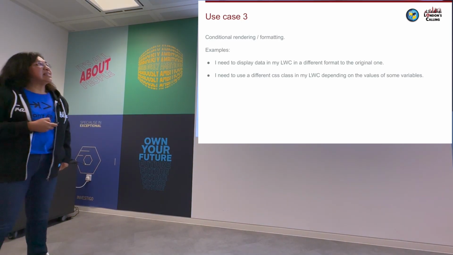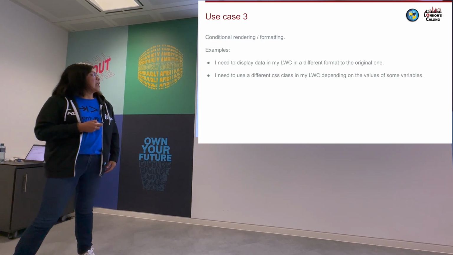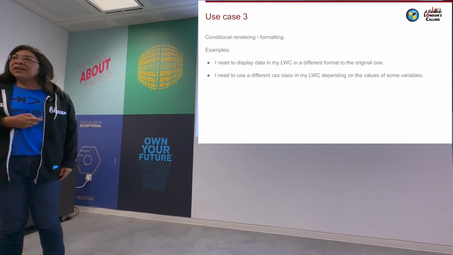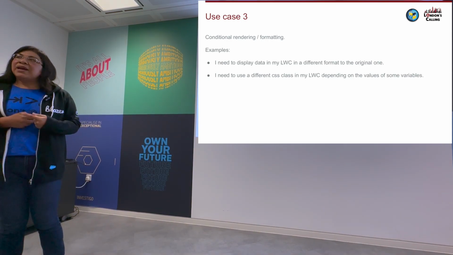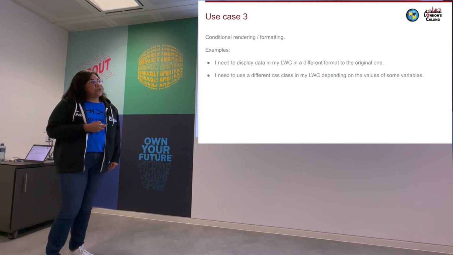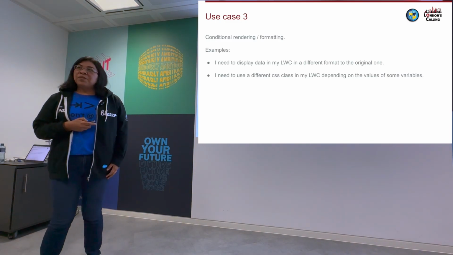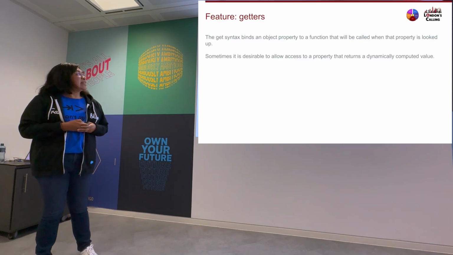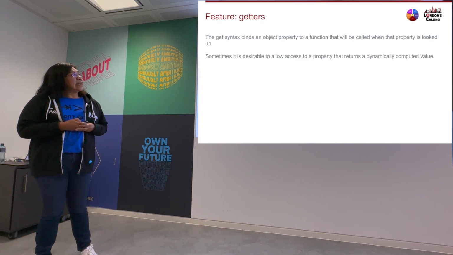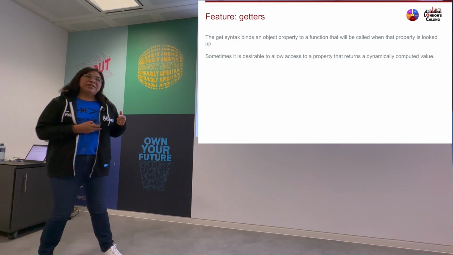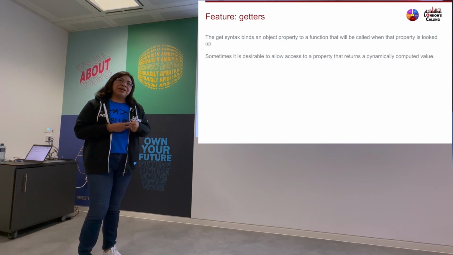Okay, the third use case is conditional rendering or formatting. Some examples are when you need to display data in your Lightning Web Components in a different format to the one you get from the backend, or when you need to use a different CSS class in your component depending on the values that you have in some variables. The feature we can use here is getters. With the get syntax, you define a property, and when you call the property, a function is going to be executed in the background and give you the result in a dynamic way.